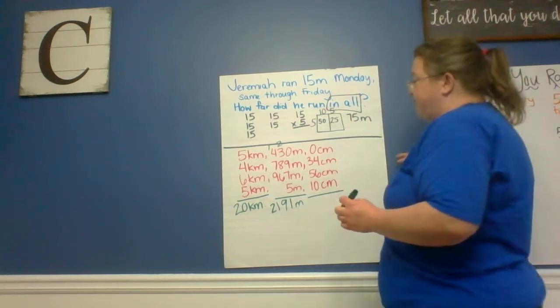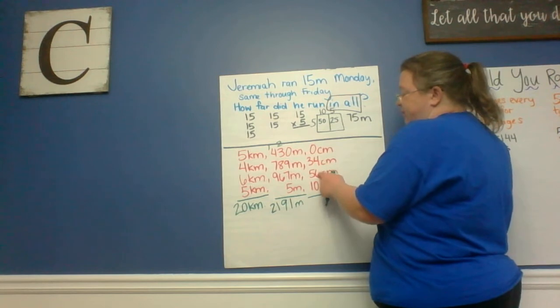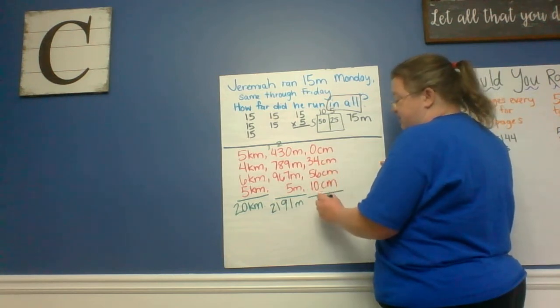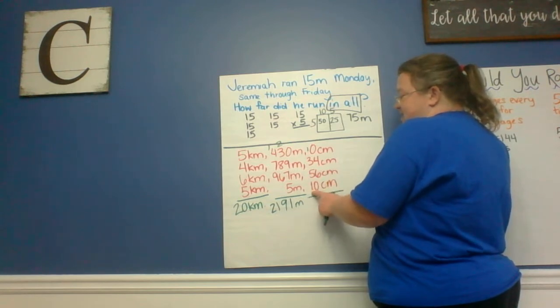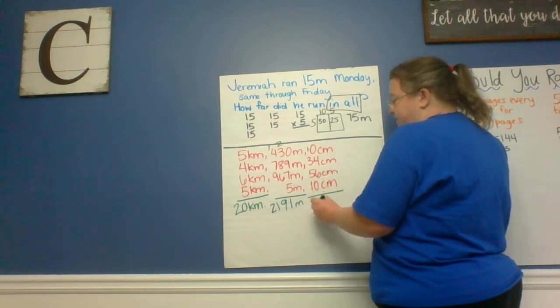But let's do my centimeters first. I have 0 plus 4 plus 6 is 10 plus 0, so 10. 3 plus 5 is 8, 9, 10.